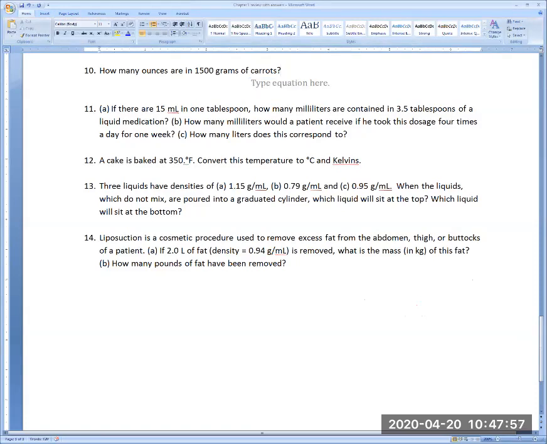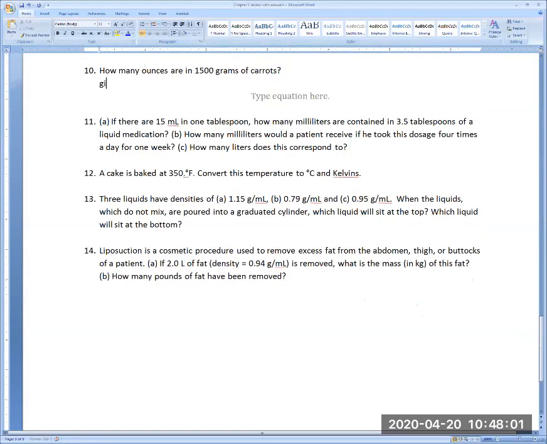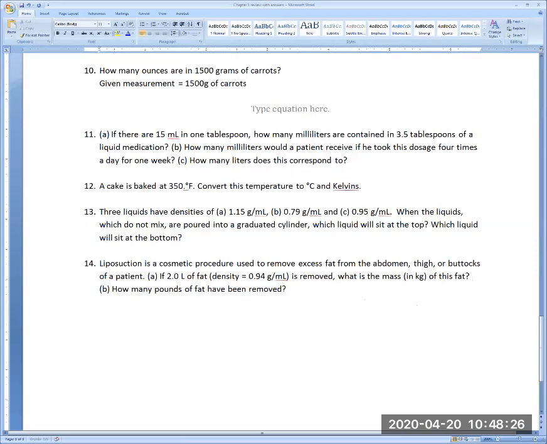What I advise you to do is think about what is the given measurement. There's only one here, so it's easy: grams of carrots. What do you want? Ounces. Ounces is a unit of mass. Be careful, there are fluid ounces and ounces by themselves. Ounces are for mass, but fluid ounces are for volume. So ounces with the symbol OZ.